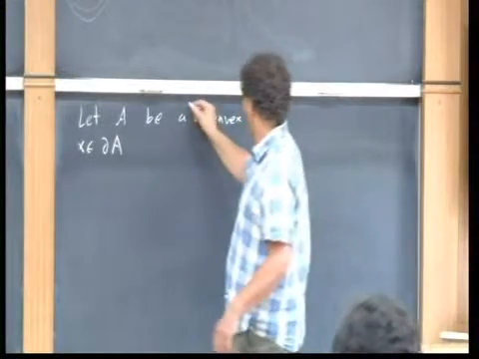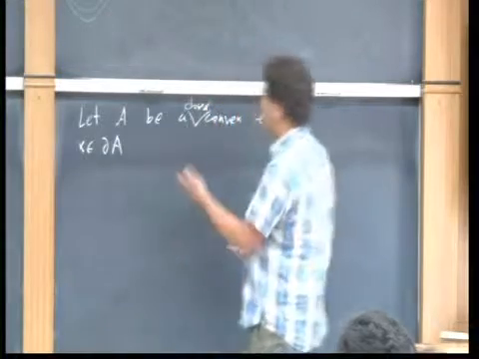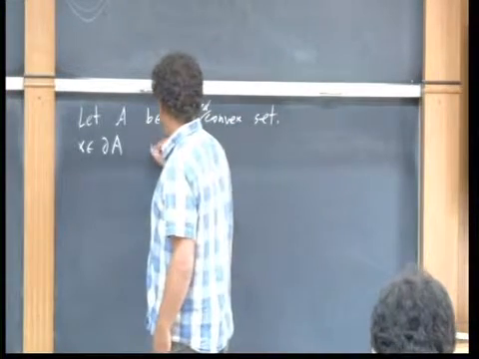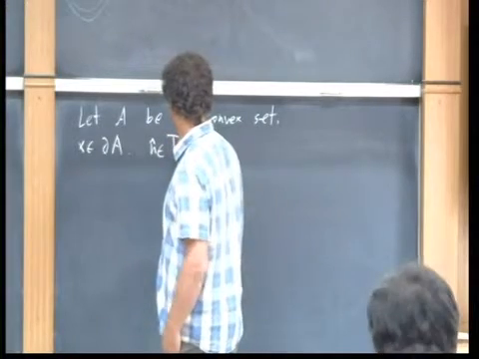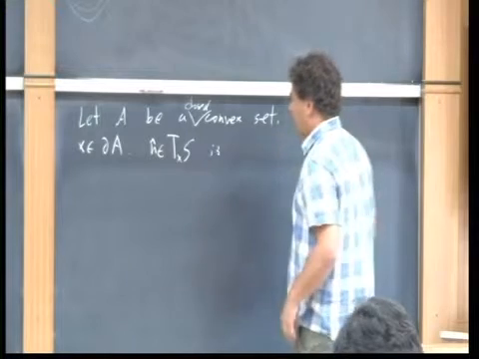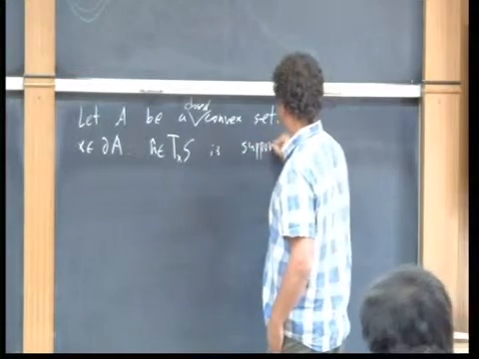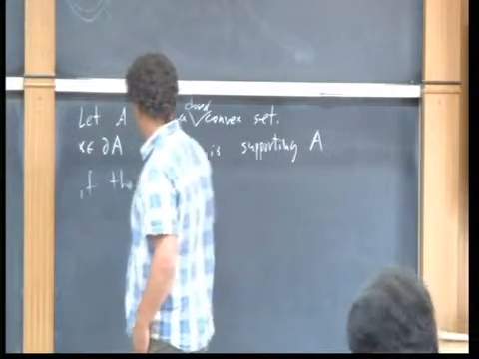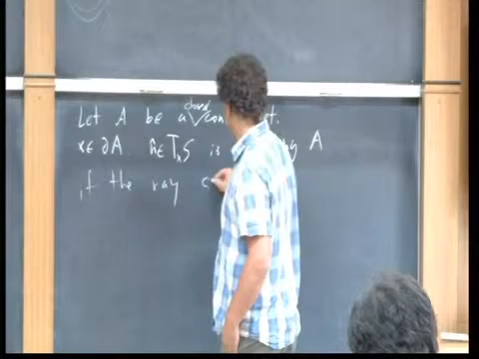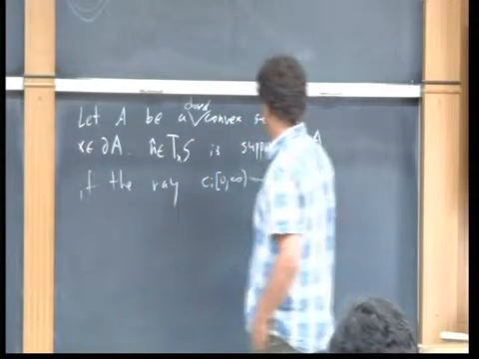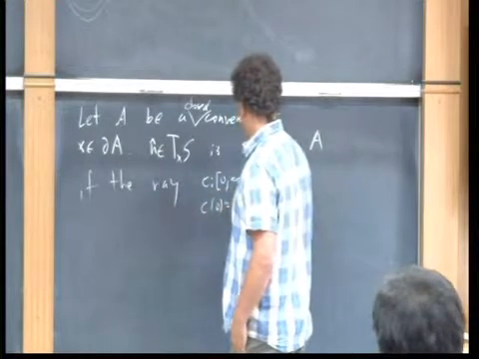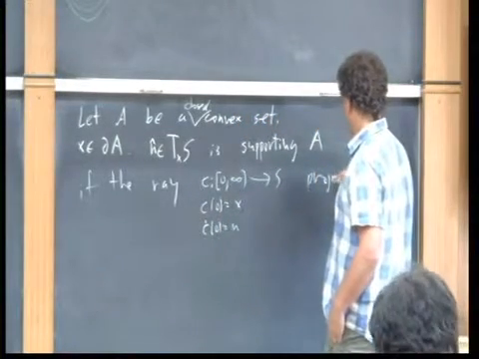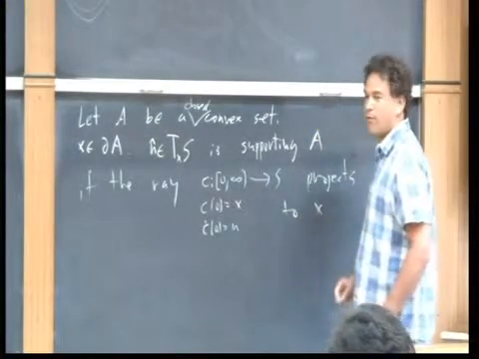Let A be a closed convex set. If A has empty interior, take any point in it. At that point, a unit tangent vector is supporting A if the geodesic ray c from 0 to infinity in S, which satisfies c(0) = x and c'(0) = n, projects to x on A.